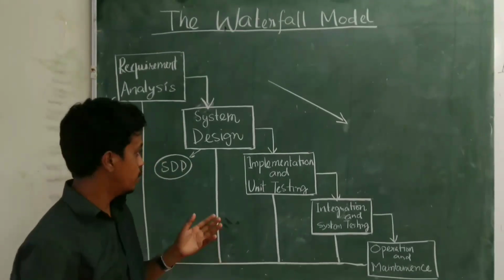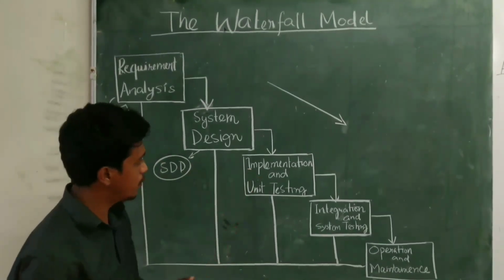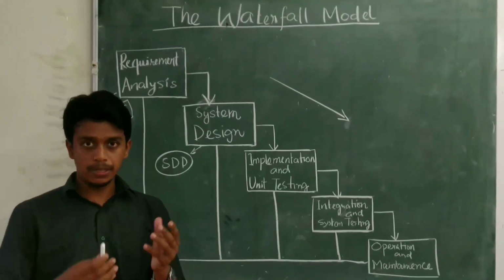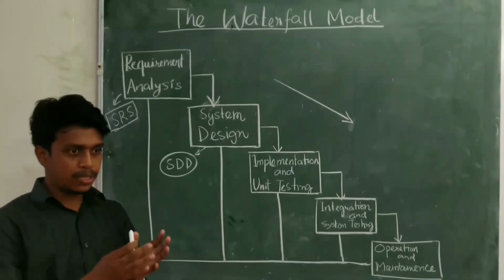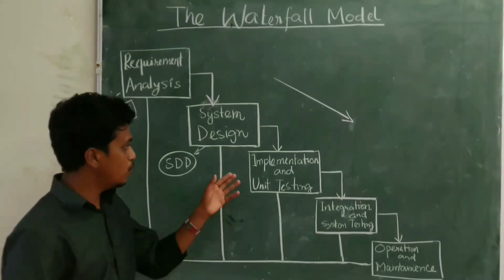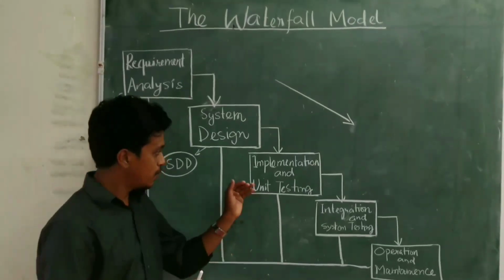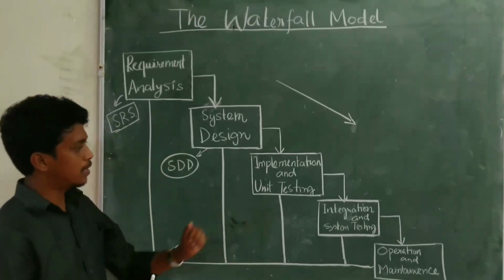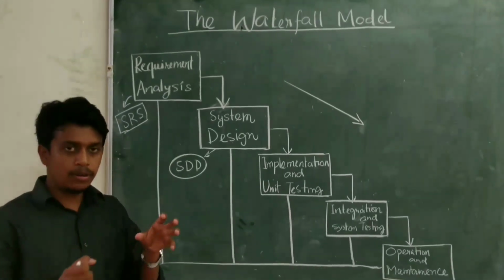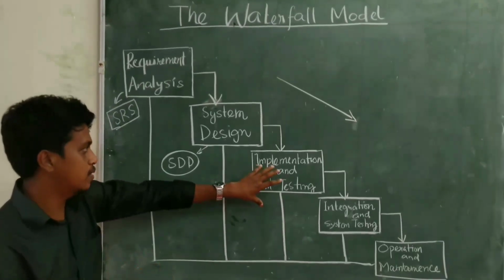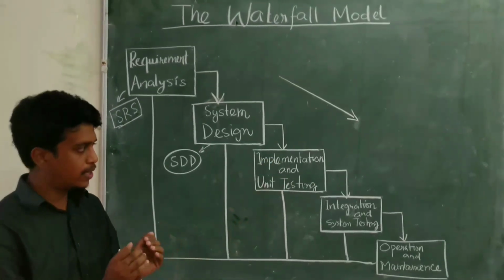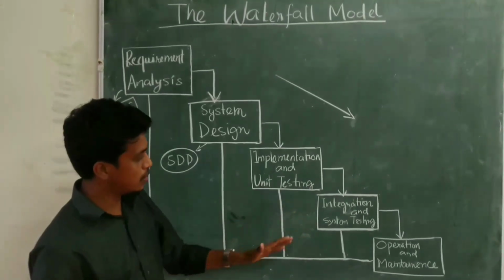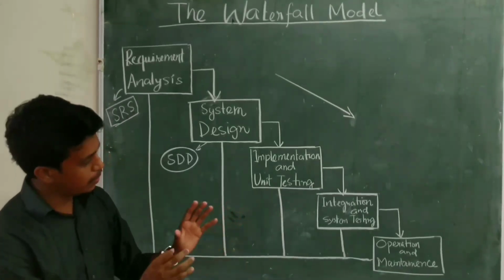After the design procedure, we come to implementation and unit testing, which is nothing but the coding of the components. We divide the project or model into some components and code them individually. After that, we come to integration and system testing. Here I take all the components I coded in the earlier stage and combine them, and then I compile to see whether it is working or not. So that is the integration and system testing stage.